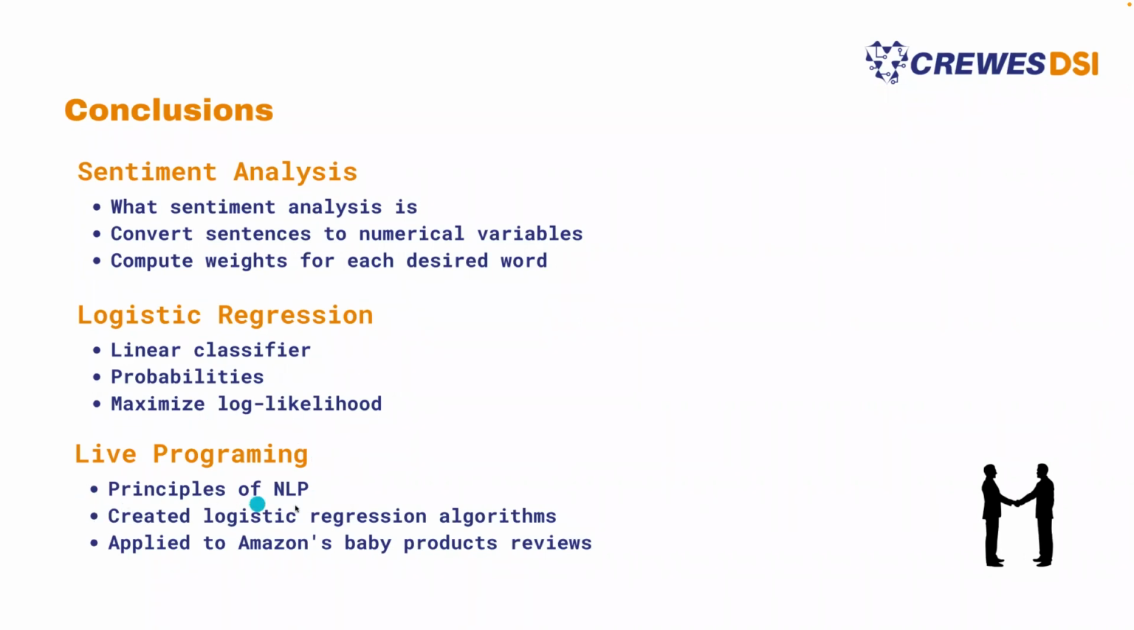And in the live programming, we talked about very small principles of natural language processing, basically the part where you can work with words and convert them to a table. And then we also showed how to create our logistic regression algorithm. And then we applied it to this Amazon baby product review, and we got accuracy very similar to scikit-learn.